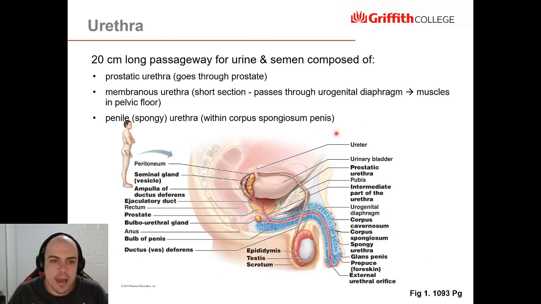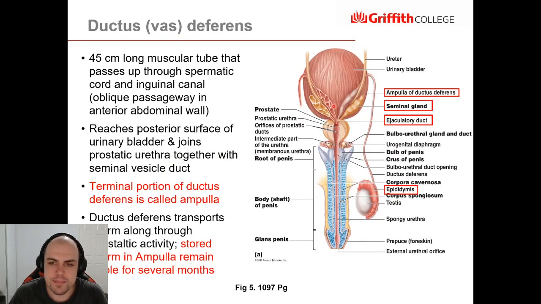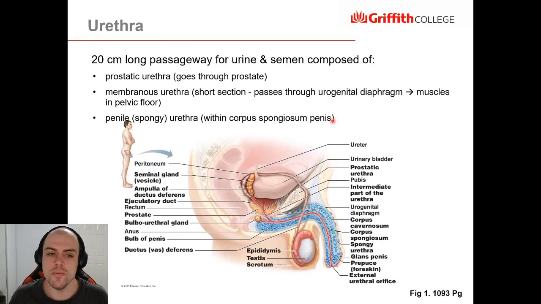Now, I've pretty much already discussed that with the urethra and looking at our various spongy tissue there. Now, in our ejaculatory duct over here that we were looking at, the most important thing that is happening here is the fusion or combination of the ampulla and the seminal fluid.